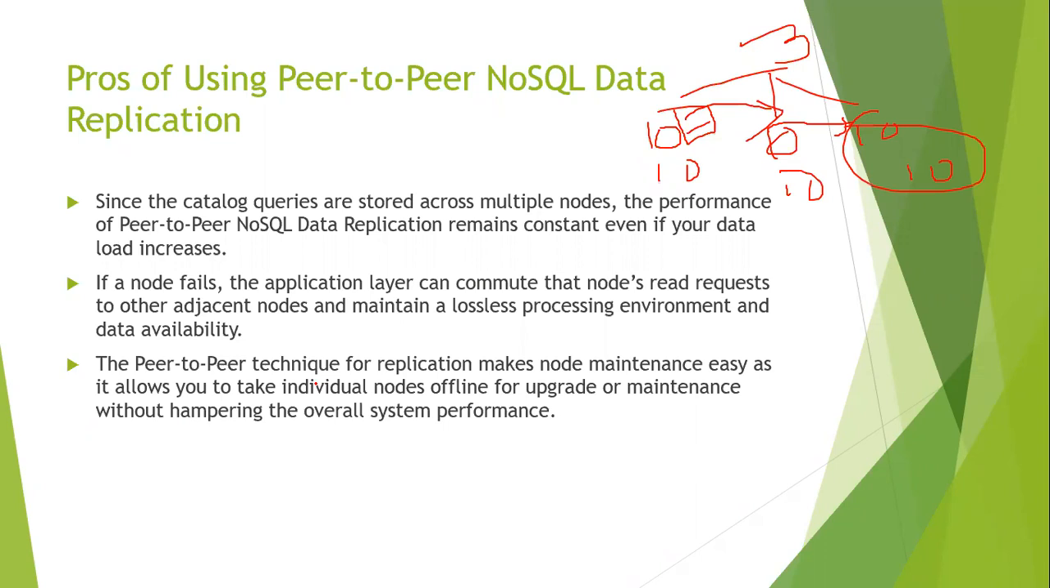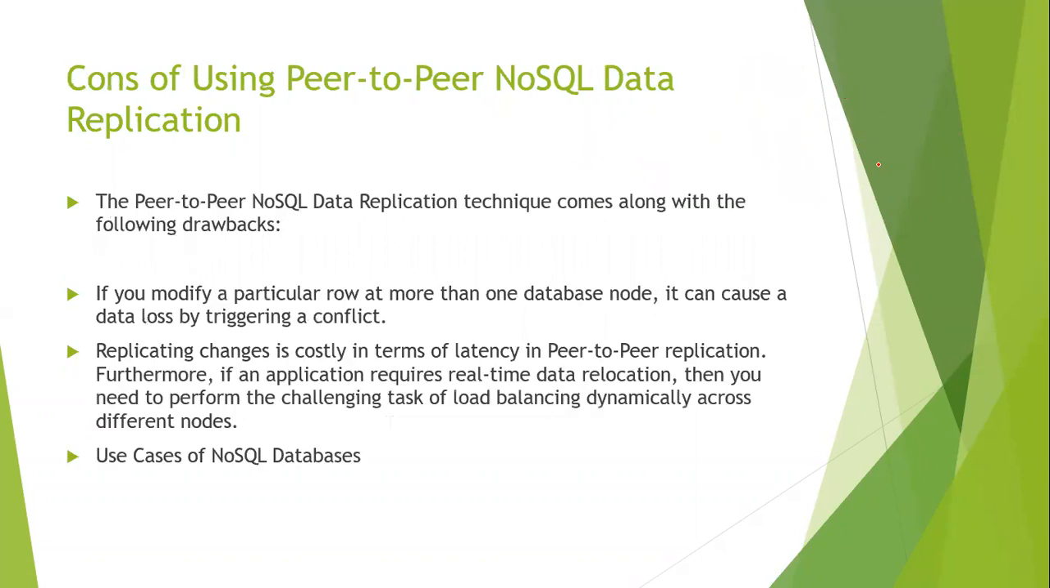The peer-to-peer technique for the replication makes node maintenance easy, as it allows you to take individual nodes offline for upgrading or maintenance without hampering overall system performance. So if you want to improve any performance, whether it is online or offline, you already have data in multiple sets. If you improve the performance of one set, automatically the two other sets also improve.